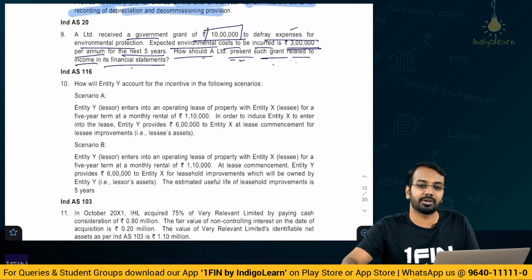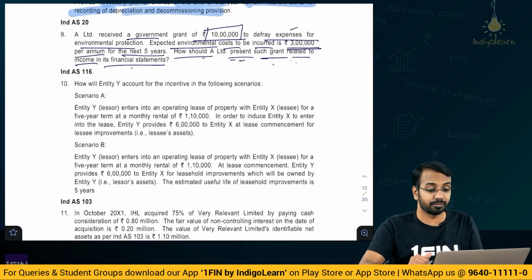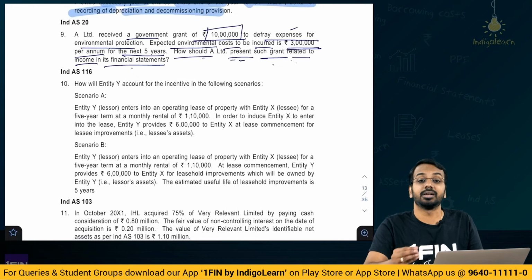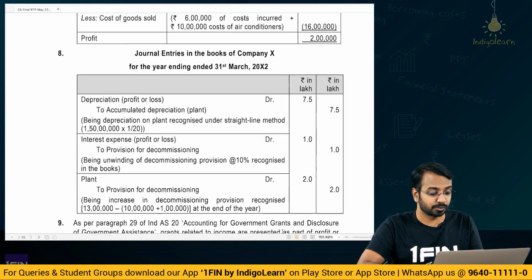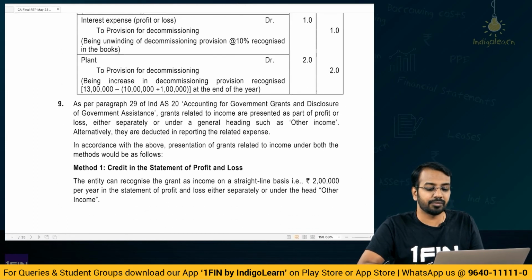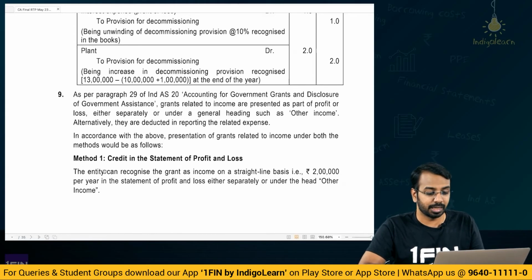So, whenever you receive a grant where you have to meet certain conditions in the future, it has to be set up as a deferred grant account, right. So, accounting for deferred grant. So, grants related to income are presented as a part of profit or loss, either separately or under a general heading other income, or alternatively they are deducted from the related expense. In accordance with the above, the grant can be presented as below. First, credit in statement of P&L. The entity can recognize the grant as income on a straight line basis, which is 2 lakhs in the statement of P&L.